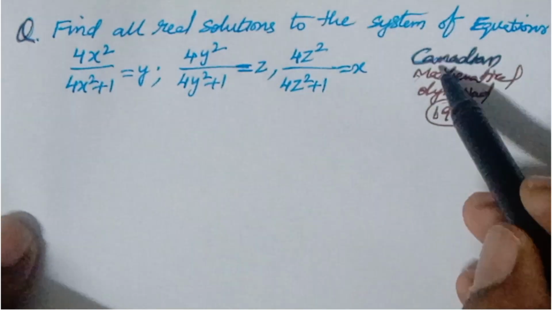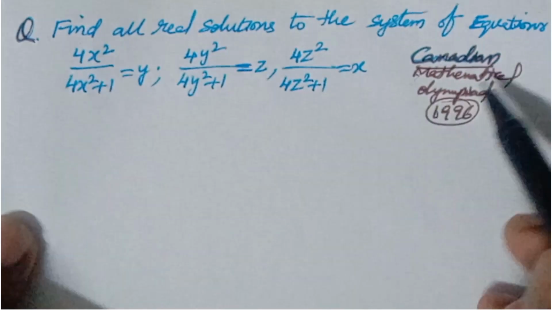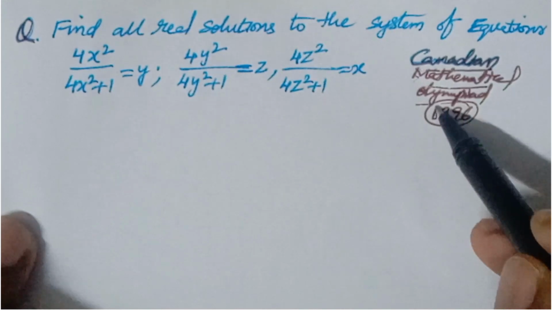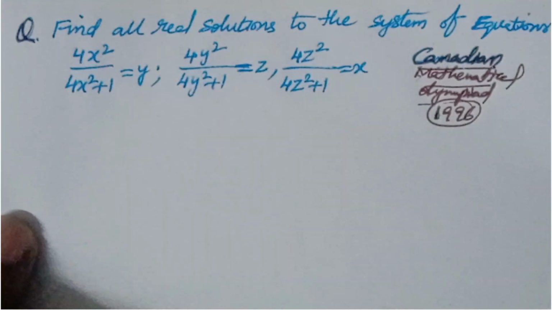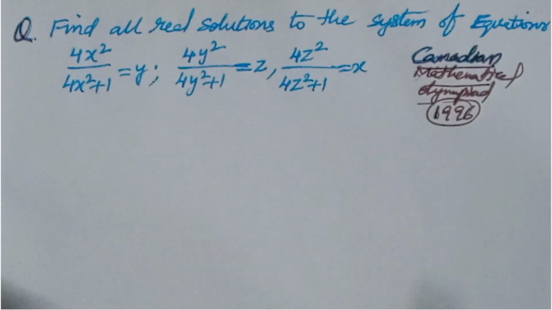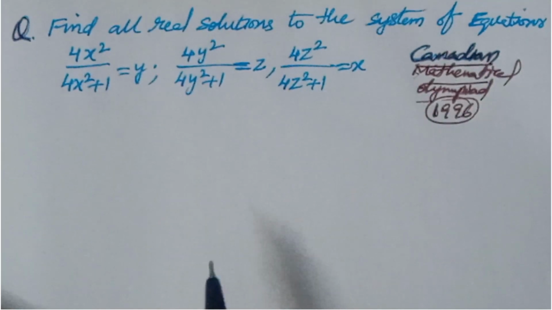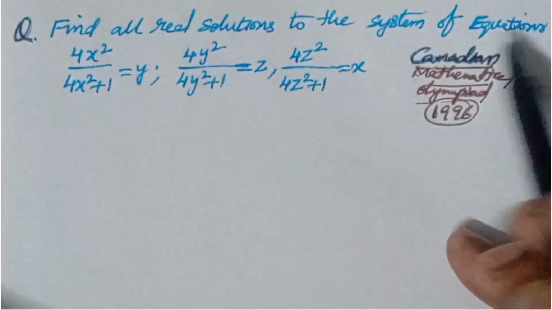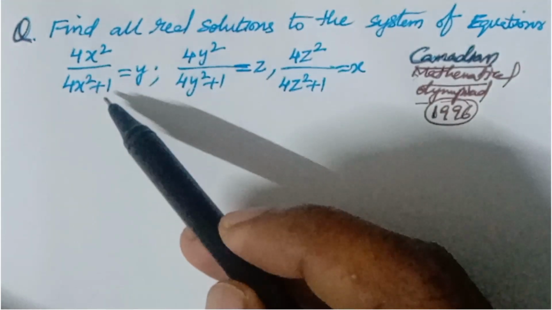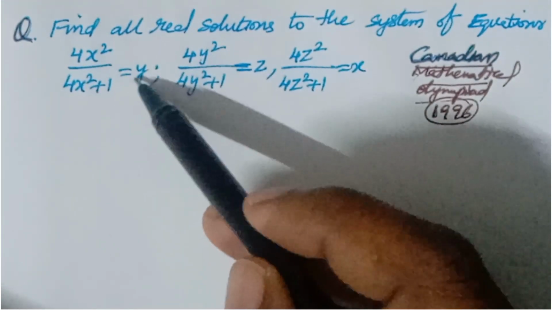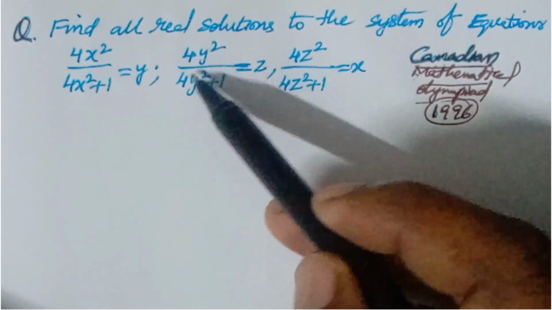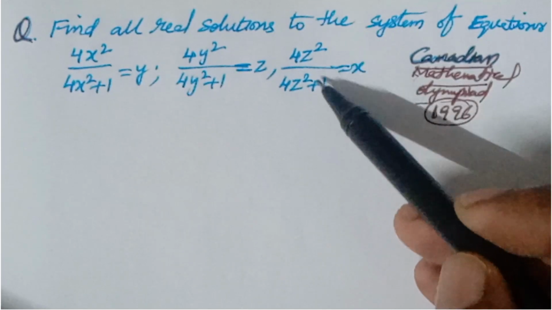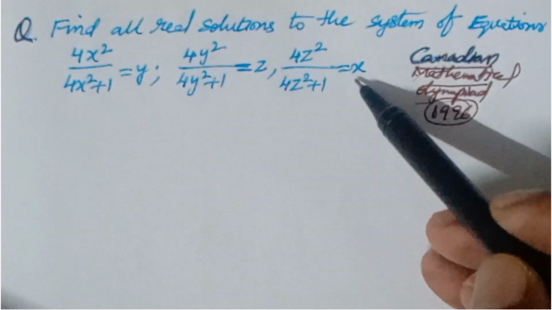Here we are going to see one Canadian Mathematics Olympiad problem from the year 1996. Some logic is there, that's why this problem is selected. Find all the real solutions to the system of equations: 4x² / (4x² + 1) = y, 4y² / (4y² + 1) = z, 4z² / (4z² + 1) = x.